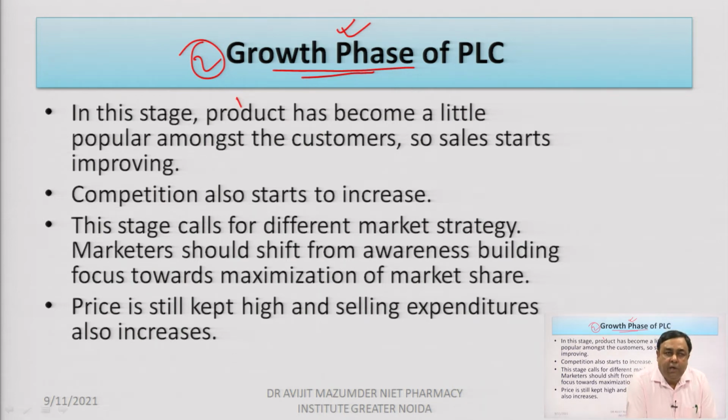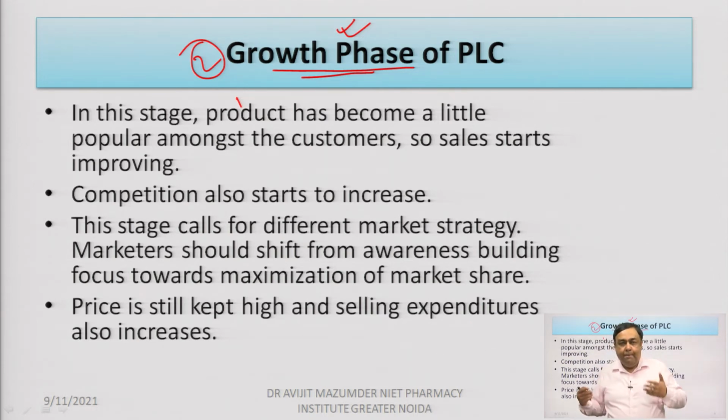Now, when the sales starts improving, at the same time remember the competitors are also keeping a close watch on your product. So, competition simultaneously increases, and the stage calls for various different market strategies. The marketers shift from awareness building strategy which they use in the introductory phase, they now focus on maximization of the share of the market. The product price is still kept high, selling expenditure also goes on increasing.